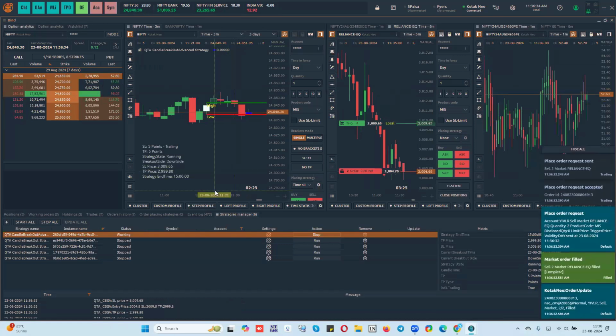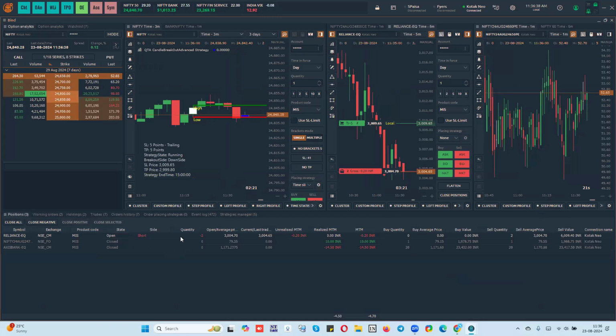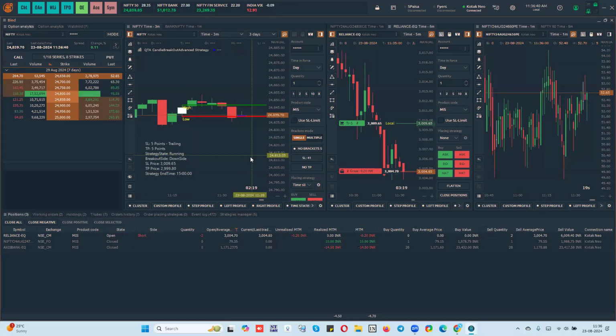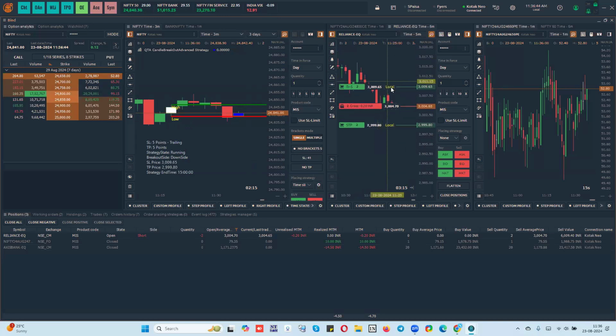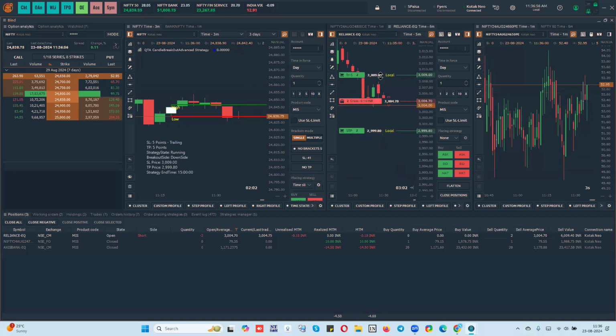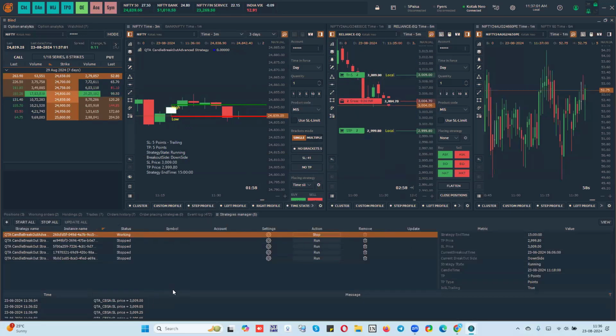So you can see the trade took place now on the downside, 2 shares. And all the parameters of that particular strategy are based on what we set: 3 points take profit, 3 points stop loss, and it will continue to trail based on that. So you can see what exactly is happening with this strategy here.